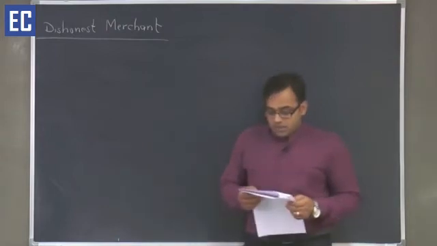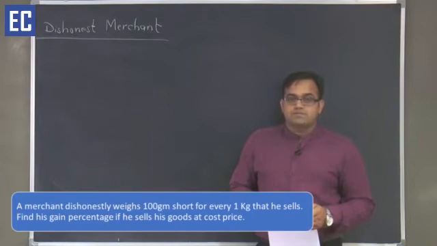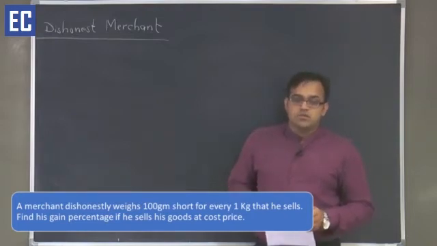So here is a question in front of you. The question is, if a merchant dishonestly weighs 100 grams short for every 1 kg that he sells, find his gain percentage if he sells his goods at cost price. So you should pause this video, attempt this question, and then you should continue with the video.